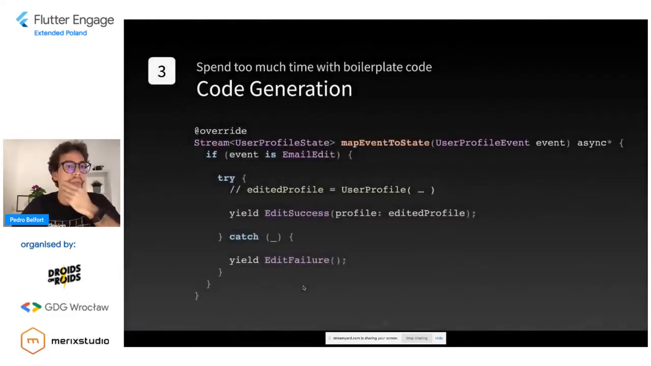Our next problem is that you might spend too much time with boilerplate code. And it would be so nice if you had some of this code that you expect auto-generated for you. It could be through, let's say, code generation. Why not? Okay, so let's say here that I am in my bloc and I have my famous map event to state function.